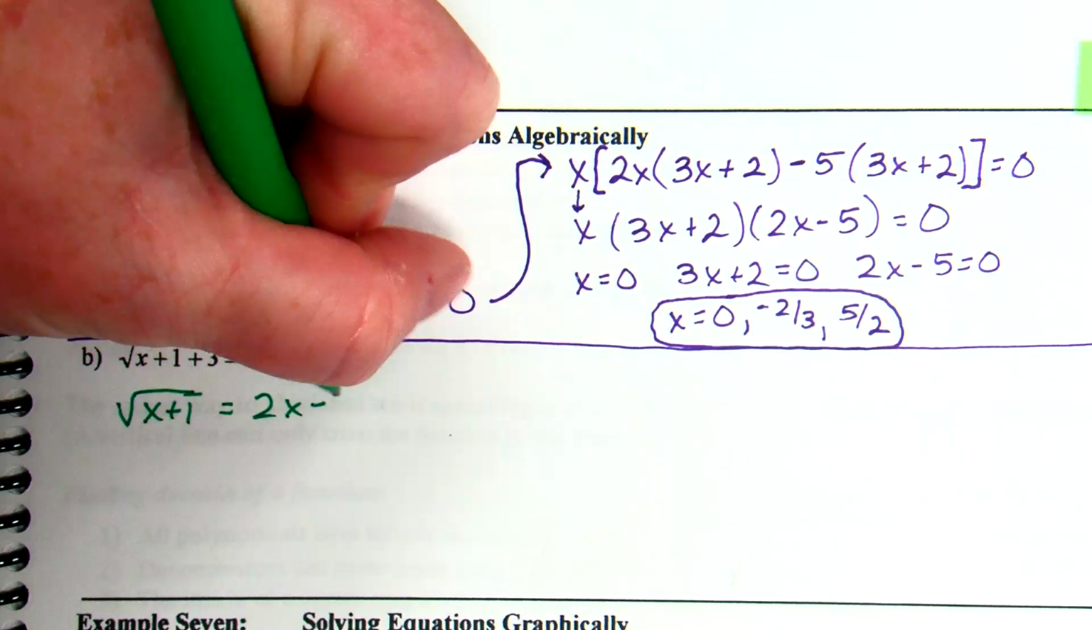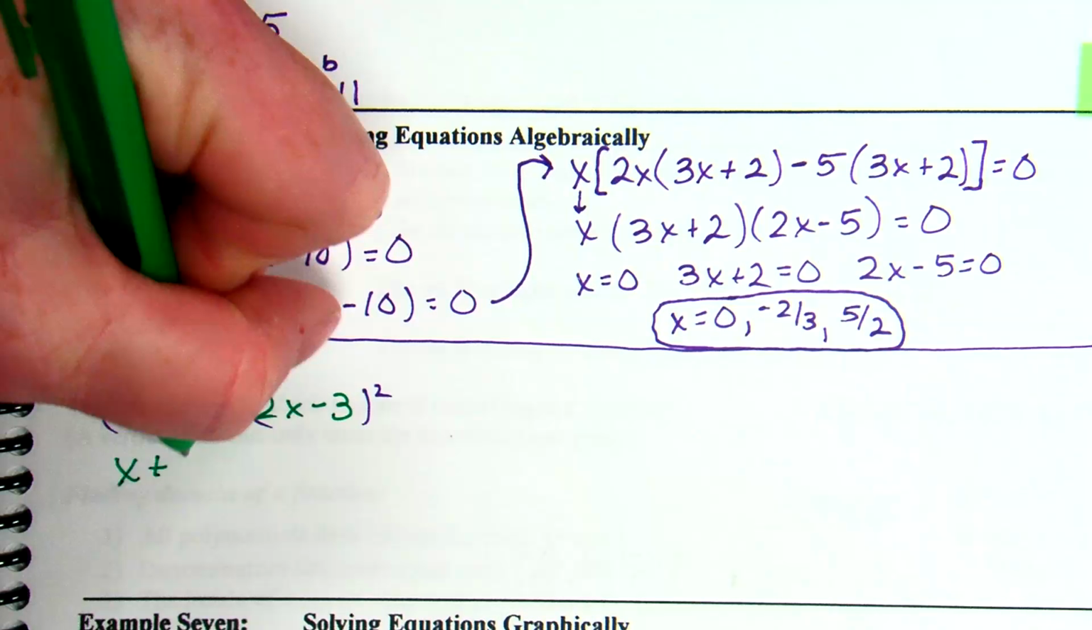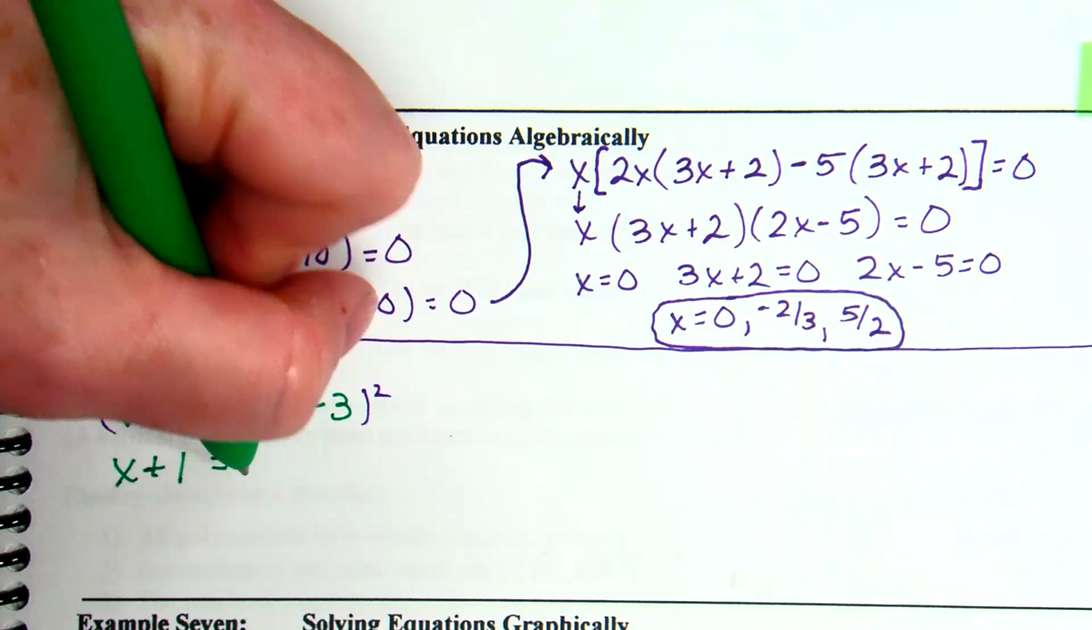I have a square root by itself, right? How do we get rid of a square root? We square a square root. If you square the left side, you square the right side. These steps sound familiar, right? When you square a square root, you get x plus 1. What happens when you square 2x minus 3? Well, let me rephrase that. How do I square 2x minus 3?